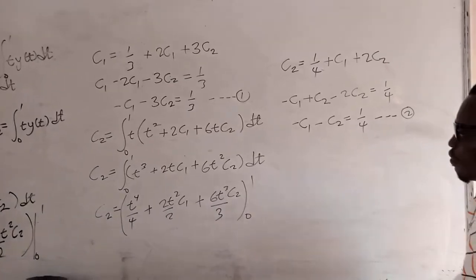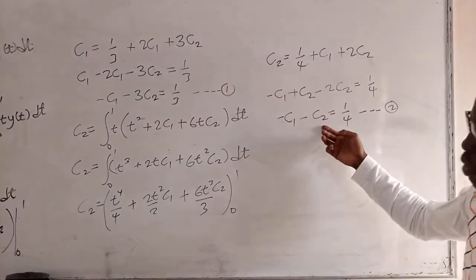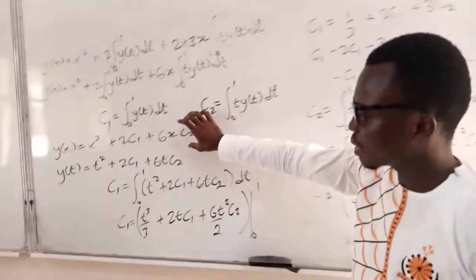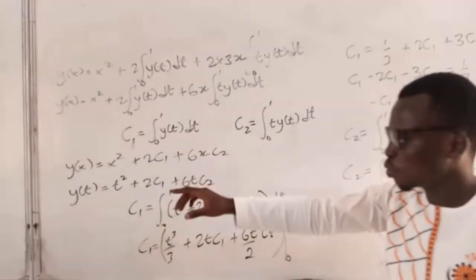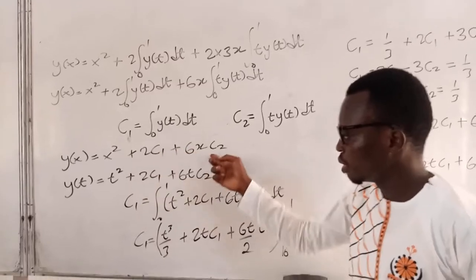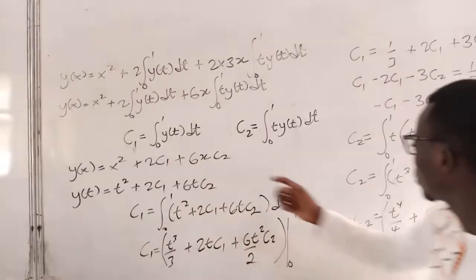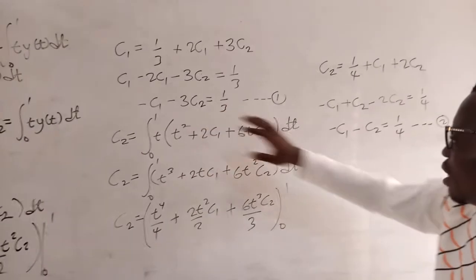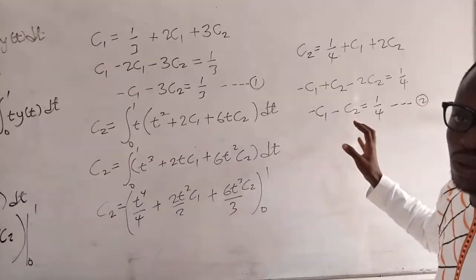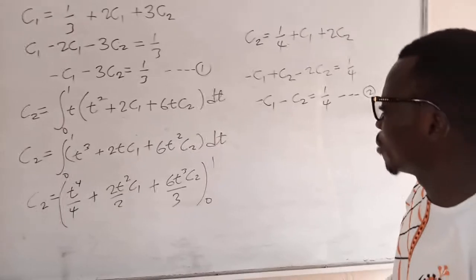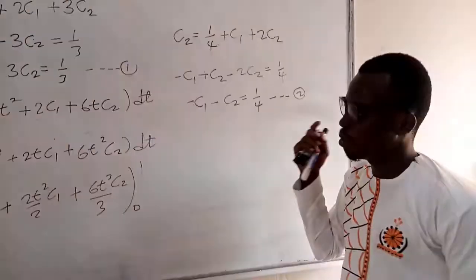If you're able to solve for these two constants, c1 and c2, then you will be able to get the solution to that integral equation. To solve for c1 and c2, we've obtained these two equations, equation 1 and equation 2. We need to solve these two equations simultaneously. So it is a system of equations, and we can put these two equations in matrix form.